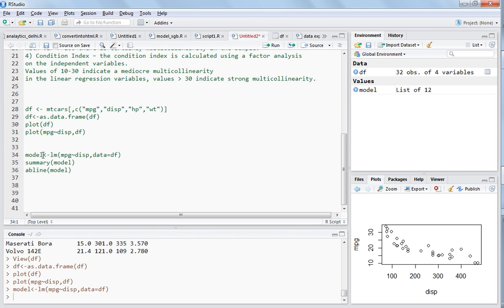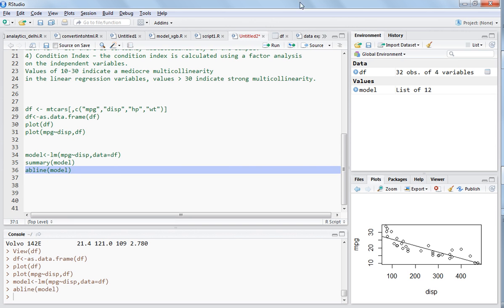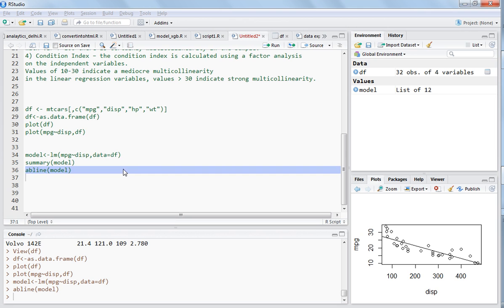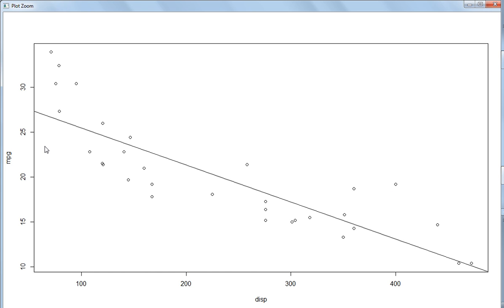So let's see how this model has behaved. If we write abline model, you see that we have fitted successfully one model to this data, and we are predicting mpg on the basis of disp. This is just a simple linear regression. It is regression because we are predicting the mpg variable, which is continuous, and we can see the data points are all across this range between 10 to 40. And this continuous variable has been predicted on the basis of disp, which is varying from 0 to 500.